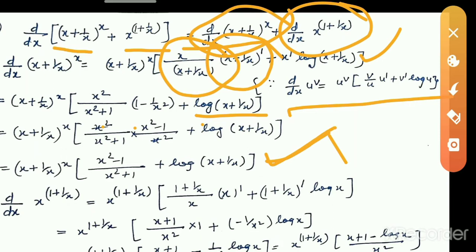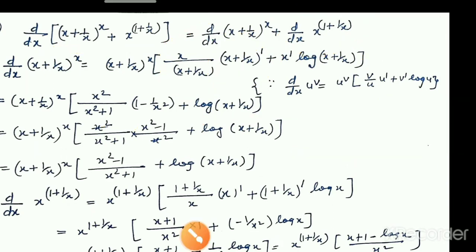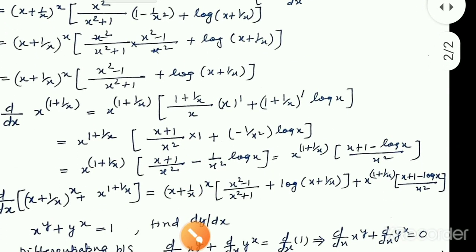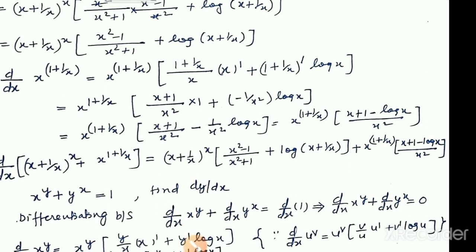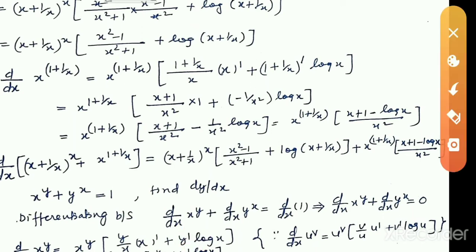Okay, now similarly find the derivative for x raised to the power 1/x. It will become x raised to the power 1/x times (1 plus 1/x plus (1 minus log x) upon x squared). Now adding these two, we shall get the derivative of this function, something like this.